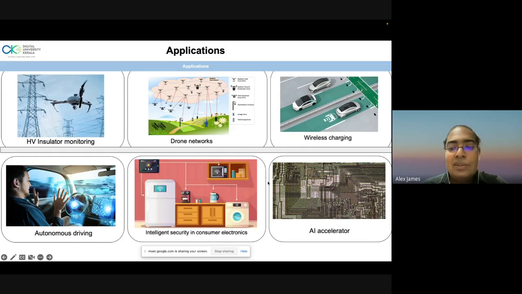Some of the other applications where we have tested our systems include high insulator monitoring, drone systems, wireless charging, autonomous driving, and security in consumer electronics. And also as an accelerator, some of these prototypes and systems were tested along with some companies to see the commercial feasibility.